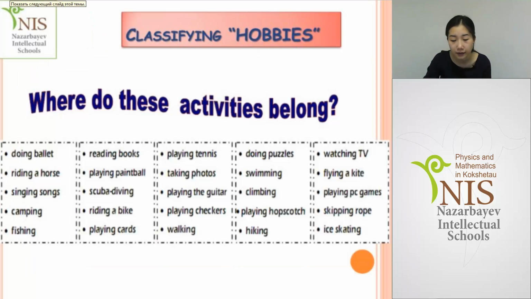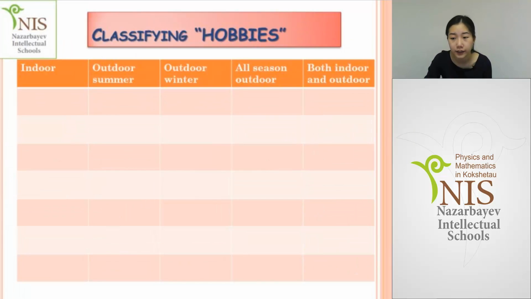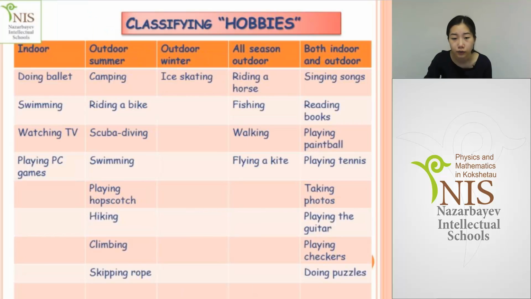Students have the list of words from the previous exercise, and the task is called Where do these activities belong? So students have a table to fill in. They work in pairs, as it was said before, and the table has 5 columns. The first: indoor, outdoor summer, outdoor winter, all season outdoor, and both indoor and outdoor. So, for example, students can fill in the table by classifying activities as shown on the slide.